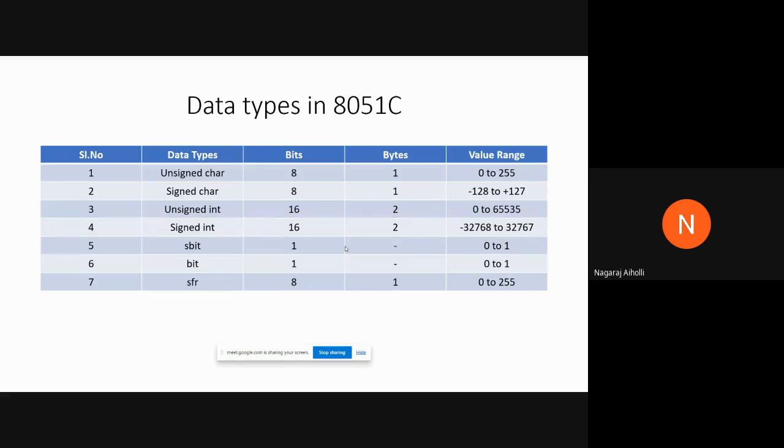Next, we will move on to data types in 8051 C language. Data types in 8051 C language. You are already familiar with the data types in C language. They are almost the same here, with certain changes here and there. Data type, as you are aware of it, what is a data type? Can anybody tell me what is meant by a data type? Can anybody tell me what is the meaning of a data type?